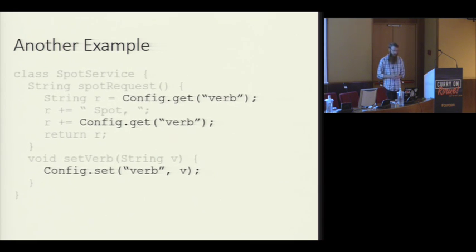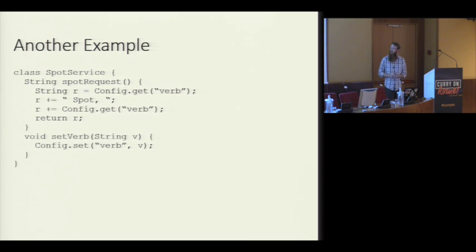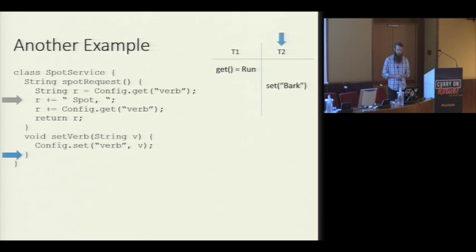This will be problematic. So to see why, let's consider the following scenario with 2 threads, T1 and T2. T1 begins by executing a read of the verb option and then stalling. Thread 2 then begins executing and updates the verb option to some new value. Now when thread 1 resumes, it'll read this updated value.